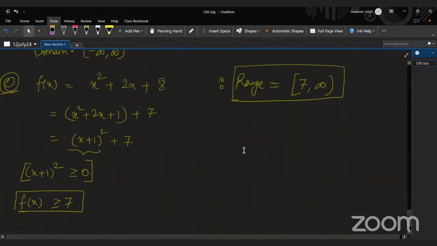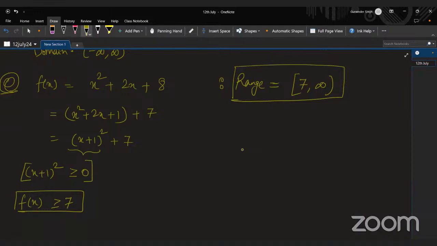Okay, see, x square plus 2x plus 8 is there. So I have split 8 into 1 and 7. And I wrote x square plus 2x plus 1 as x plus 1 square, and then this 7 as 7 itself. So x plus 1 square is always greater than or equal to 0. It is a square of a real number, so it can never be less than 0.